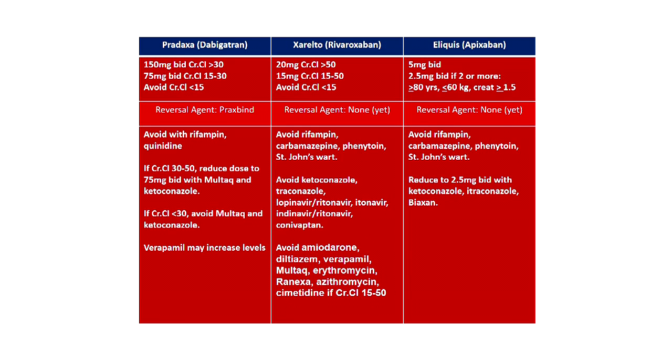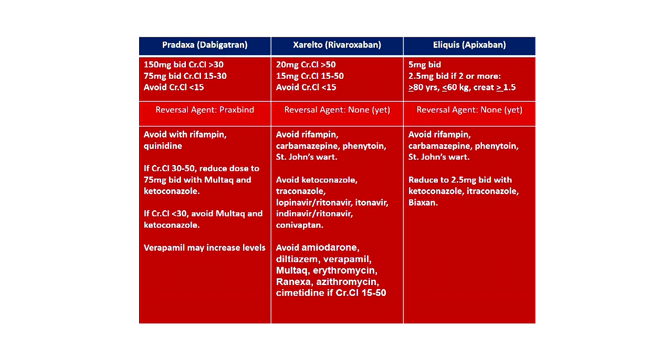So this is a little tabular form to show you the doses that should be used. So for Pradaxa or dabigatran, it's 150 milligrams twice a day if your creatinine clearance is greater than 30. If your creatinine clearance drops down to around 15 to 30, it should be 75 twice a day. And then it should be avoided at all costs in anyone with a creatinine clearance of less than 15.